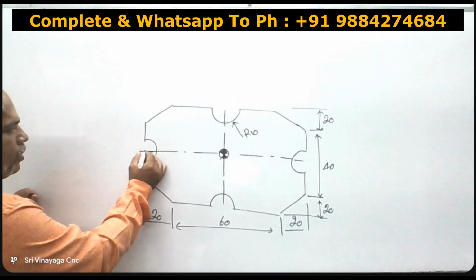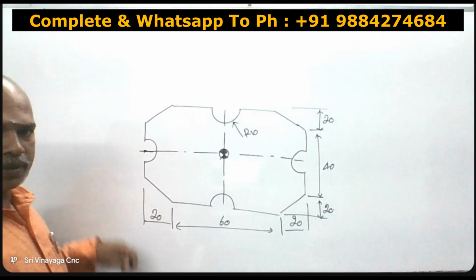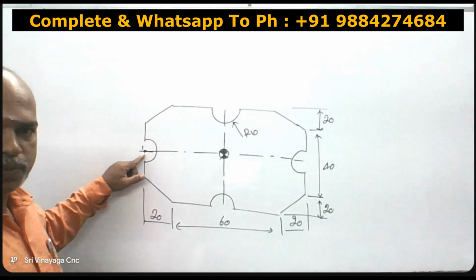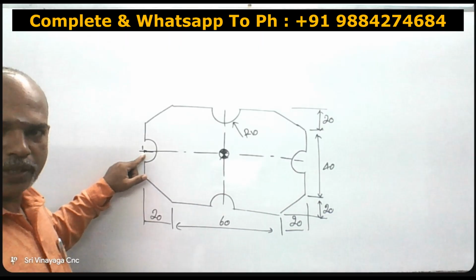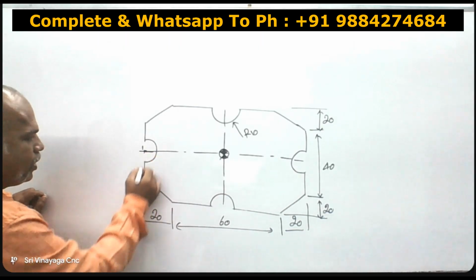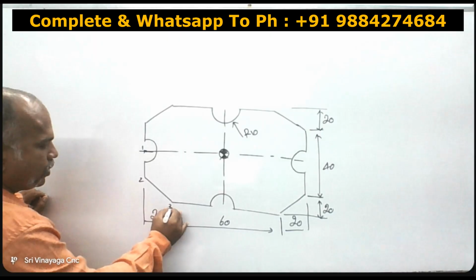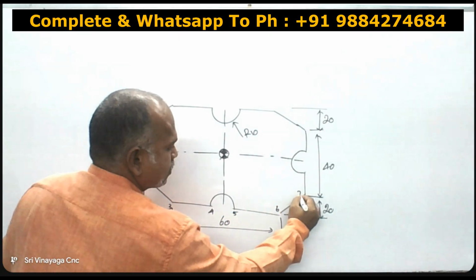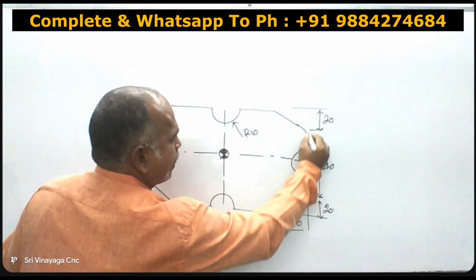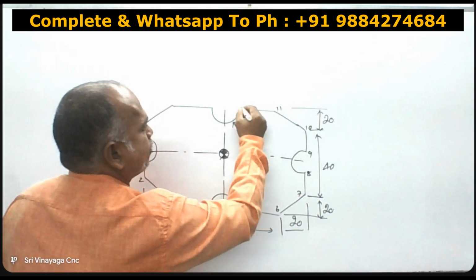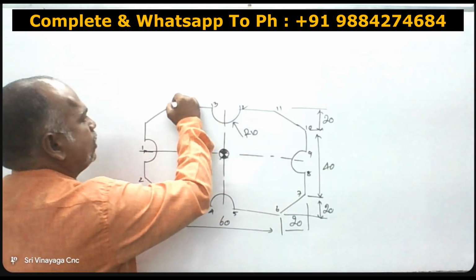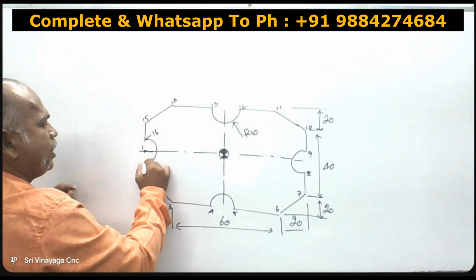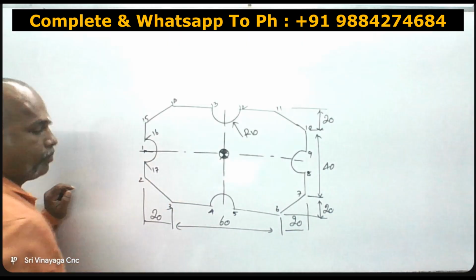Now we can start from here. This is point number one. From this point you can start. And then from here, point number two, three, 4, 5, 6, 7, 8, 9, 10, 11, 12, 13, 14, 15, this is 16, and then we can complete here at 17.